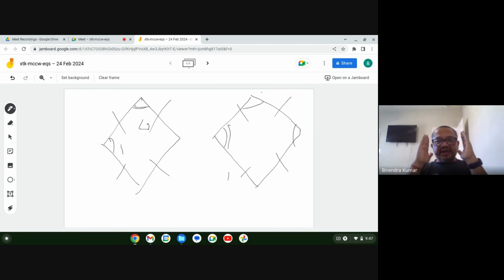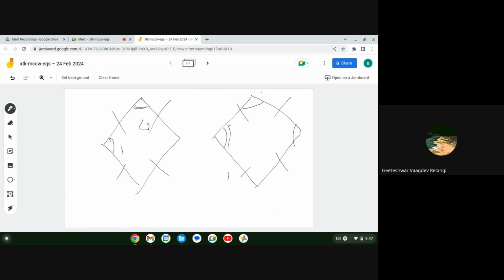So if you have to compare a square and a rhombus, the only difference is that in the case of a square, all the angles are 90 degrees. In the case of a rhombus, all the angles are not 90 degrees. Okay, is that a fair comparison? Yeah. Okay.